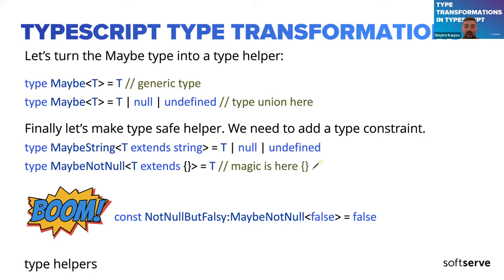Regarding the boolean effect, a falsy value here is still an object. And this is a really key part of understanding the fundamental bits of TypeScript. Everything is an object. You can use an empty object to represent anything that is not null or undefined. That is the main point here.